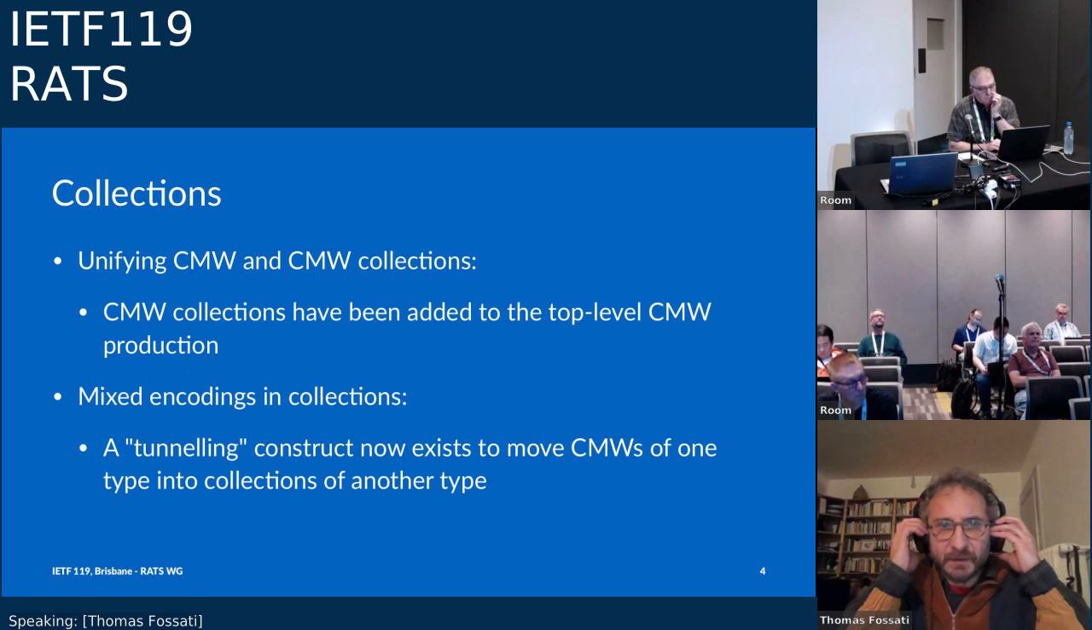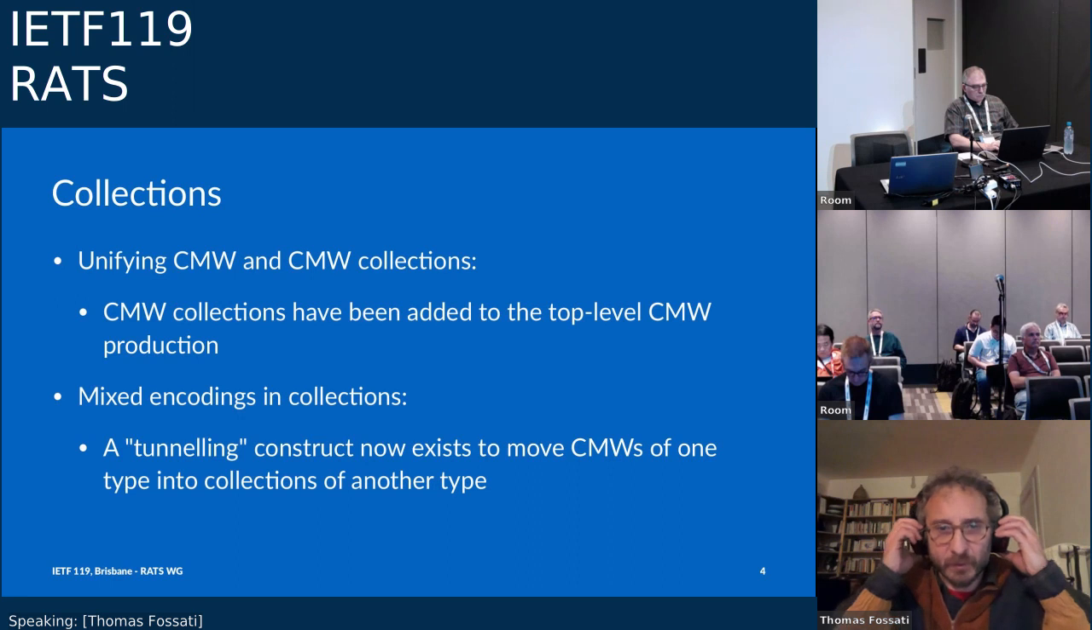Okay, so on the collections, we made some big changes. The first one is that we unified CNW type and value and the collection. So the collections are now part of the top level CNW production, so they are treated the same as a normal CNW. And the other thing about collections is that we now allow mixed encodings. Before, we only allowed homogeneous collections, where you could only have a JSON object within a JSON collection or CBOR objects within a CBOR collection. We now have a tunneling construct that allows us to move CNWs of one type, say JSON or CBOR, into a collection of the other type, say CBOR or JSON. Next, please.